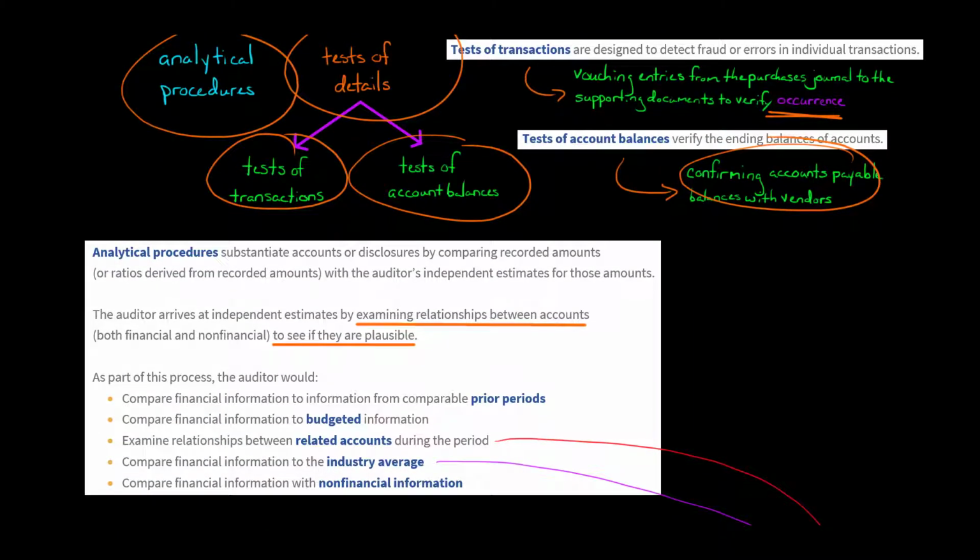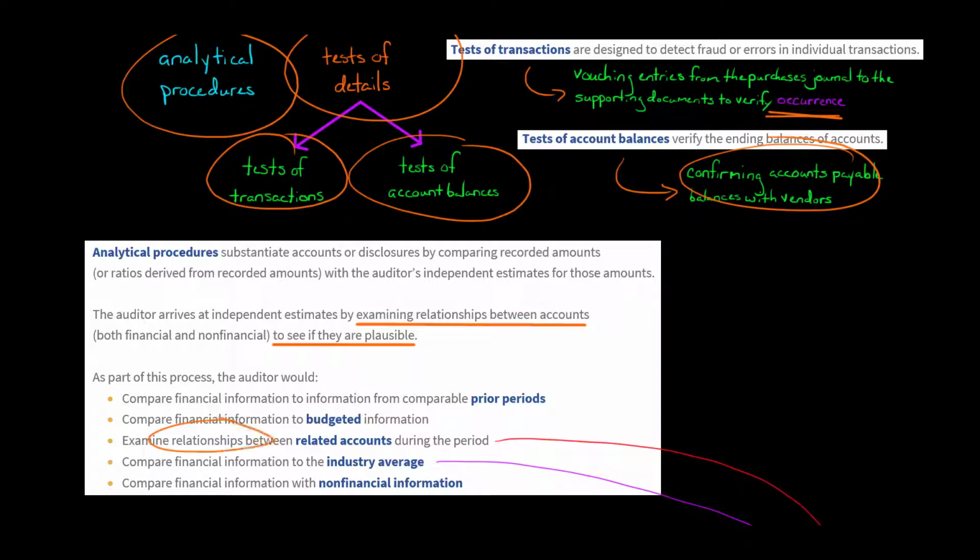Basically, with analytical procedures, the auditor is trying to examine relationships between different accounts and see if they make sense, if they're plausible. Some examples would be looking at financial information from prior periods and comparing it to the current period to see if there's a huge discrepancy, or comparing financial information to budgeted information. Maybe something was budgeted at the beginning of the period, and what actually happens is way off. They had a lot more purchase transactions than they had budgeted. And so you say, okay, a flag goes up here. It doesn't necessarily mean there's fraud, but I want to look into it. Why was there this big deviation between budget and actual information?